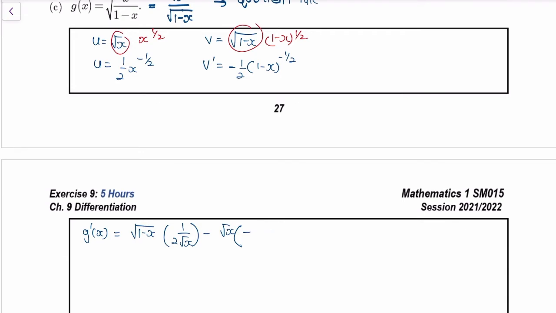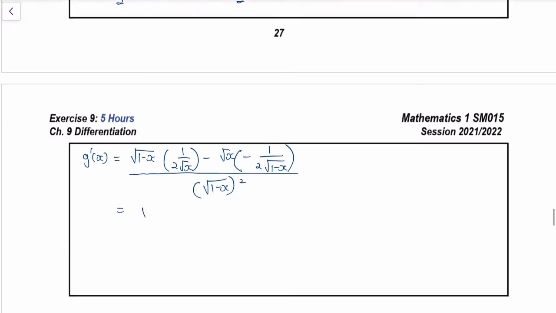Okay, sekejap saya padam sikit. Tulis balik secantik. So, 1 over 2 sqrt 1 minus x. Okay, then over v squared, sqrt 1 minus x squared. So, minus x over 2 sqrt x plus sqrt x over 2 sqrt 1 minus x over sqrt 1 minus x. 1 minus x lah, squared, sqrt dengan squared. So, kita buat macam tu terus.